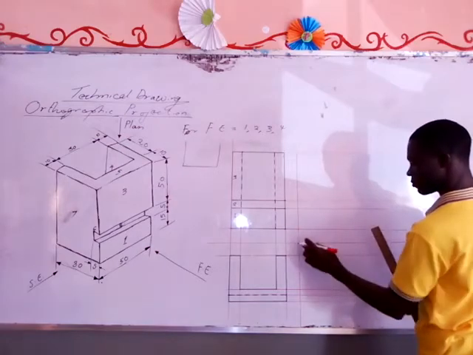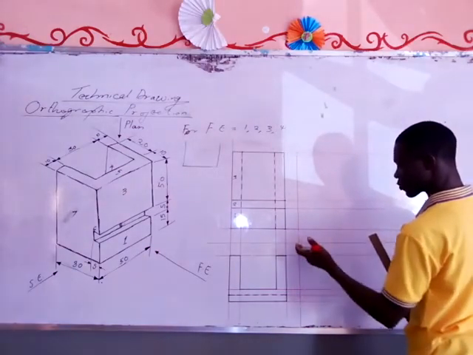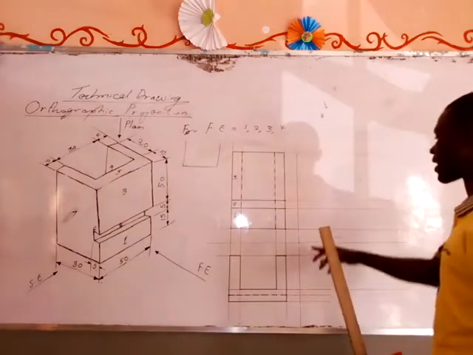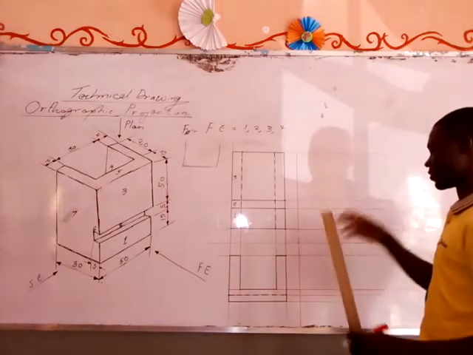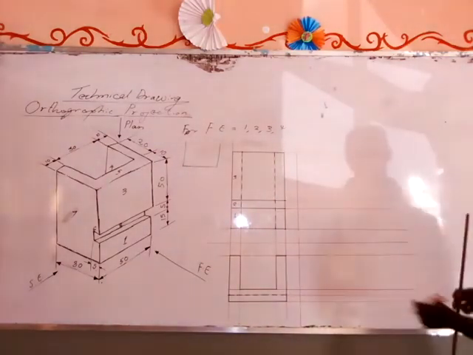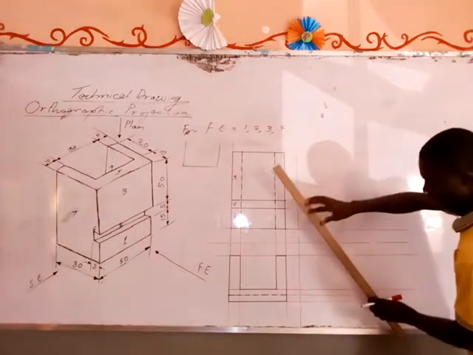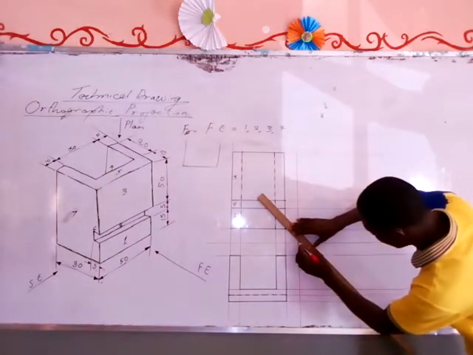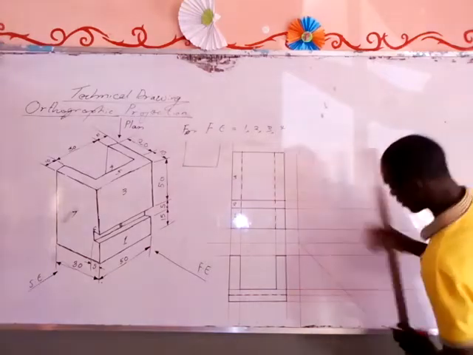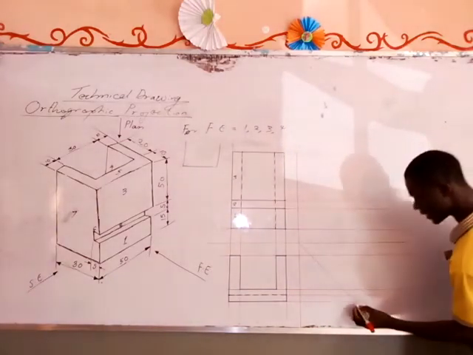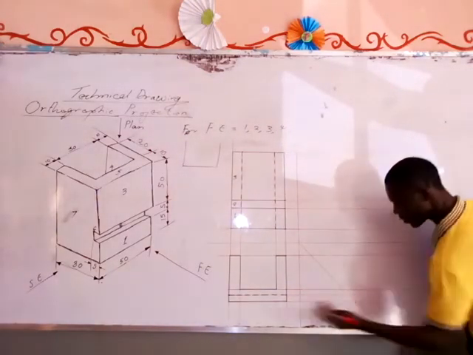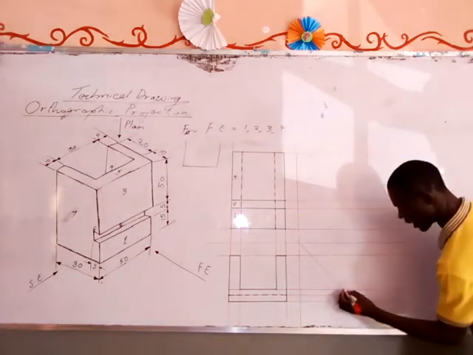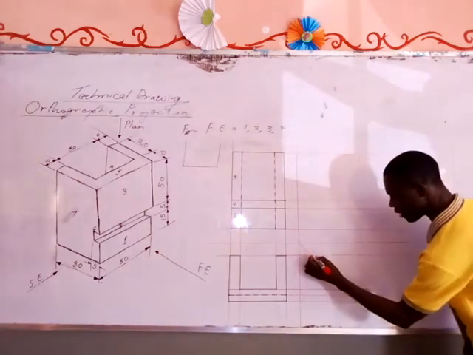So you set the 45 degrees set square at this point, or you can make use of your compass to bisect this angle. This angle is 90, so you can bisect it. Or if you prefer to use your 45 degrees set square, it's okay. So put it here and draw a diagonal line. Okay? This diagonal line intersects the line drawn out of the plan at this point, and also at this point. Then we also have this point.